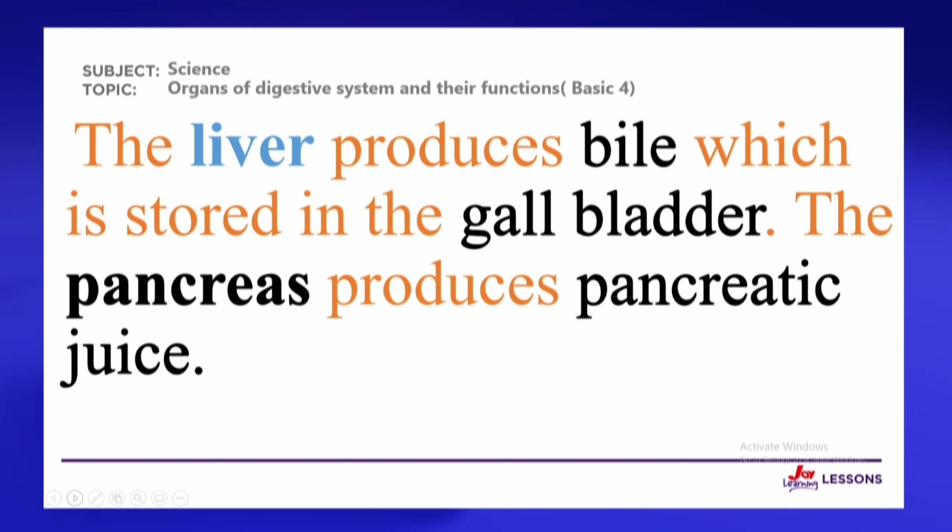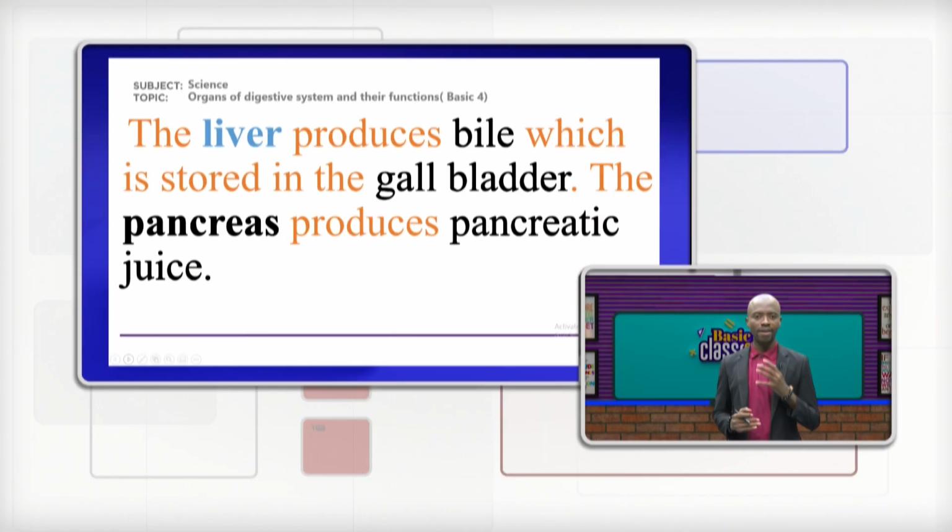The pancreas also produces pancreatic juice. Say that after me: pancreatic juice. It is the pancreatic juice that contains these digestive enzymes. Remember, we've talked about digestive enzymes. There are three main digestive enzymes that break down food substances: proteases, amylases, and lipases. Okay.